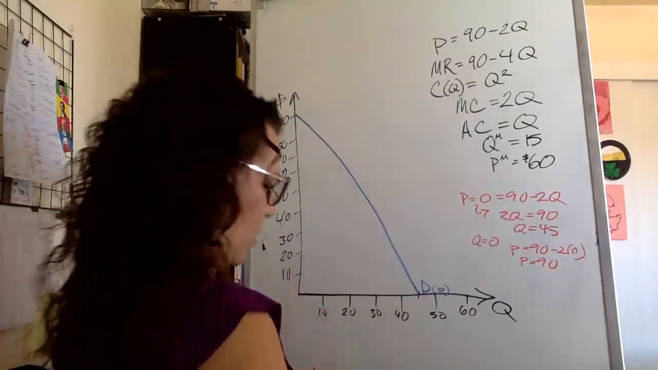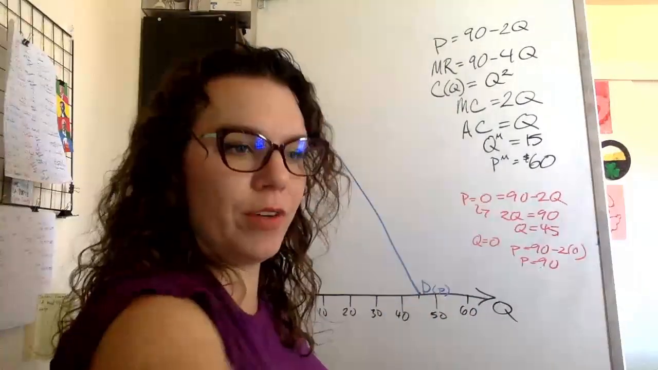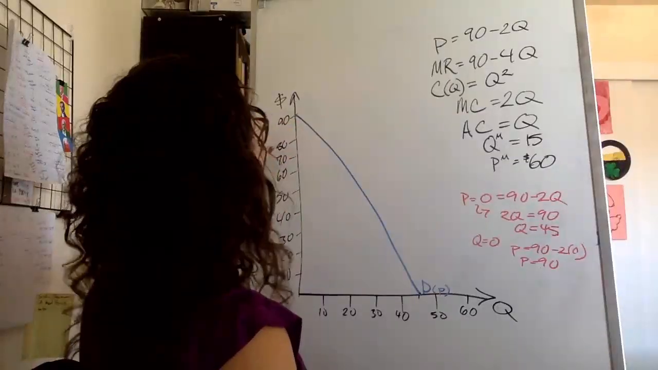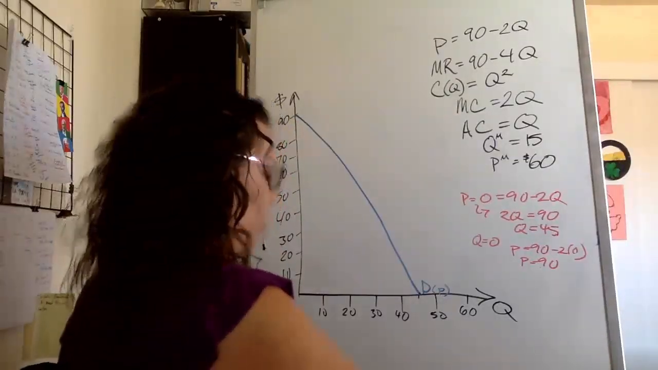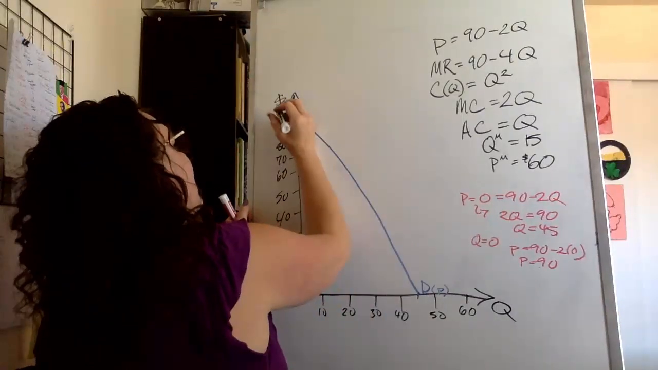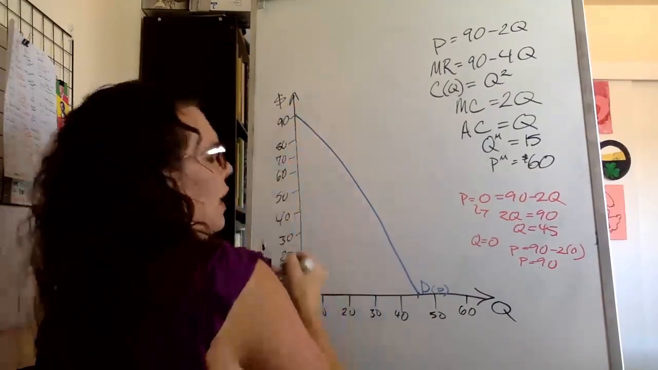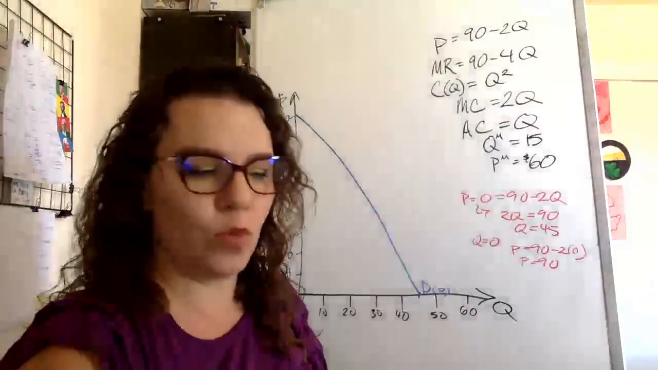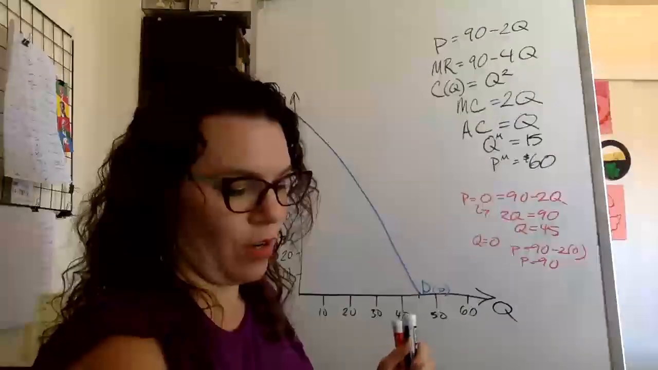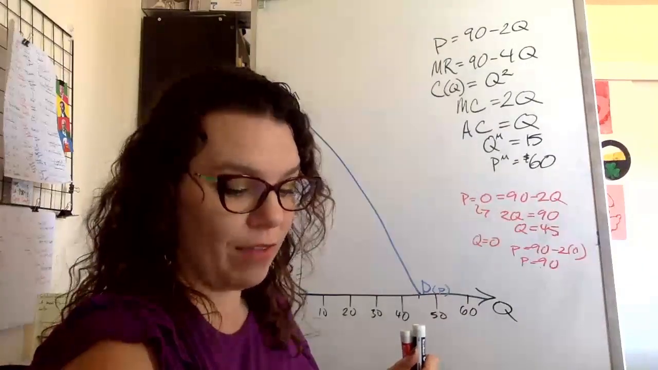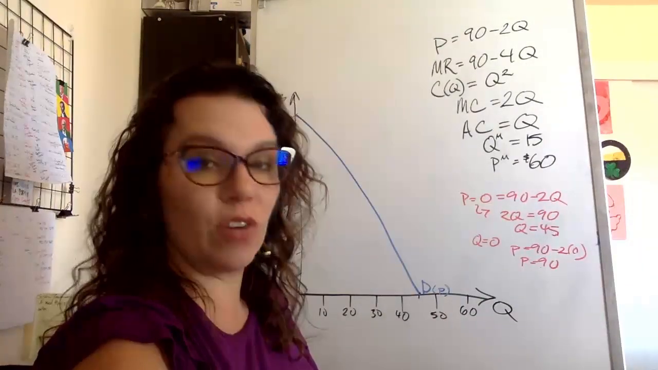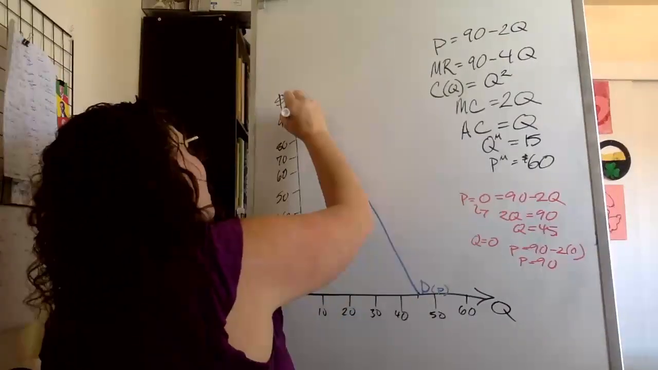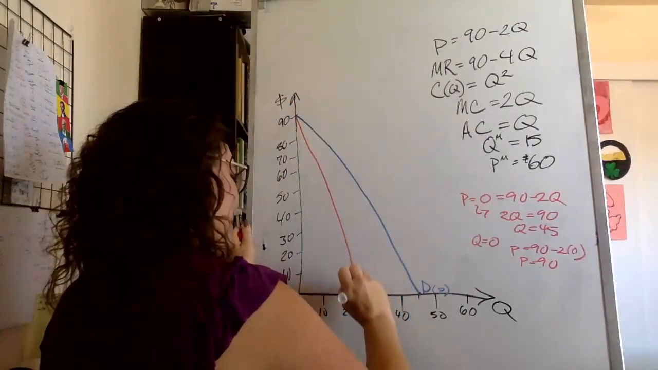And then we want to draw in our marginal revenue curve. Our marginal revenue curve is going to have the same point up here of 90, the same sort of origin point at the price level, but it's going to have half the slope, and it's going to cross here at half the point that the demand curve would. So if the demand curve crosses at 45, the marginal revenue curve is going to cross at 22.5. So we'll just sort of do that like there.